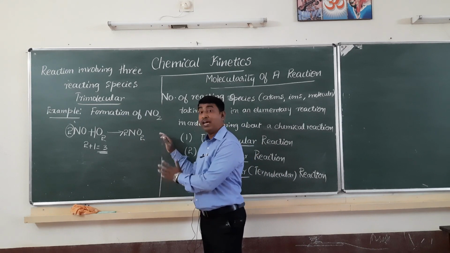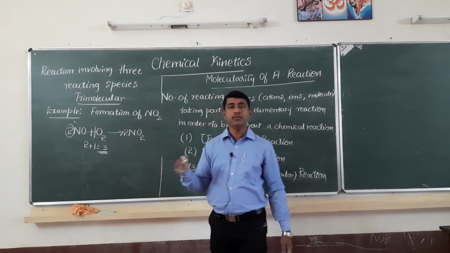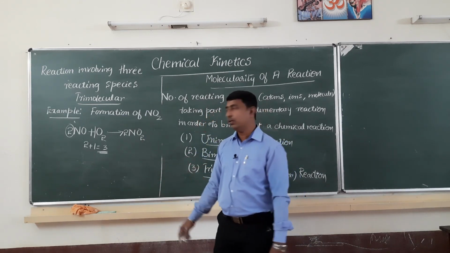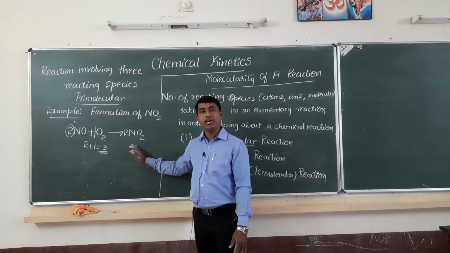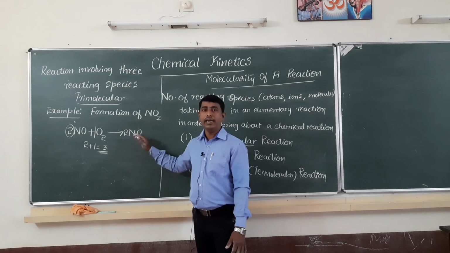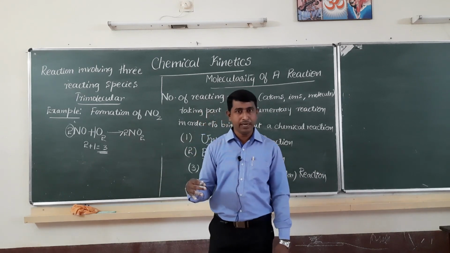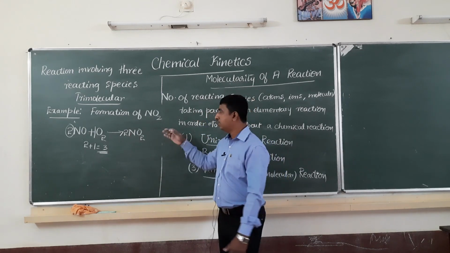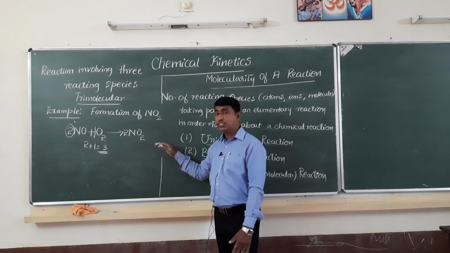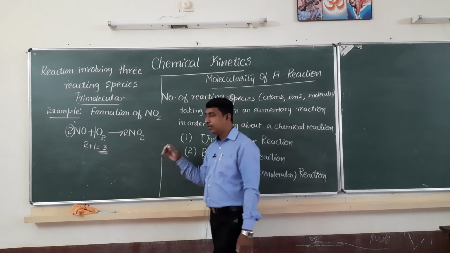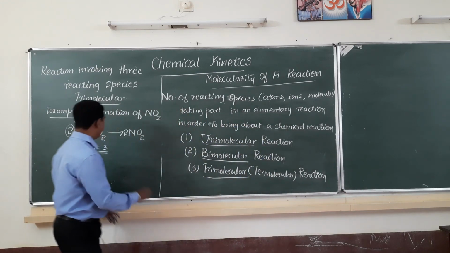A balanced equation containing more than 3 reactant molecules must be a complex reaction, and in that complex reaction a number of steps will be present. In those steps, the slowest step decides the overall rate.